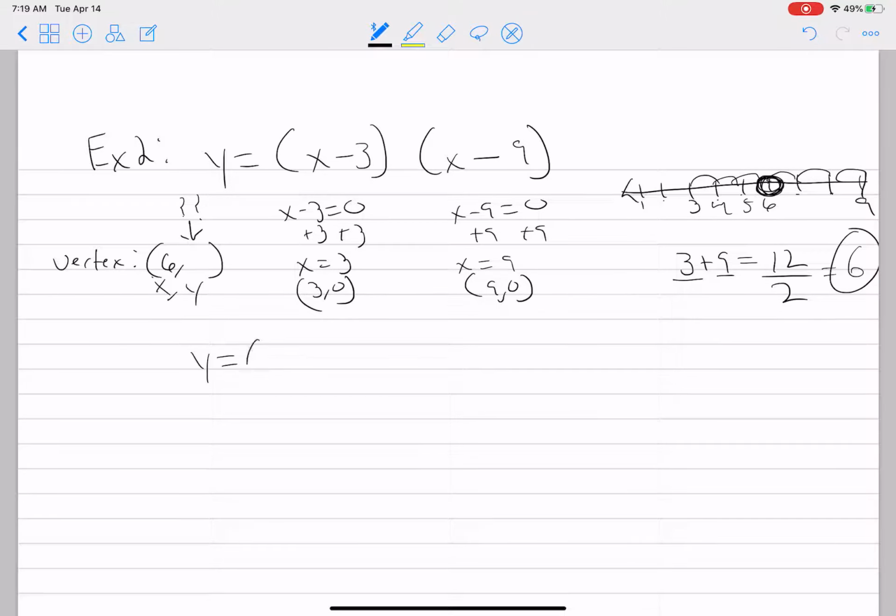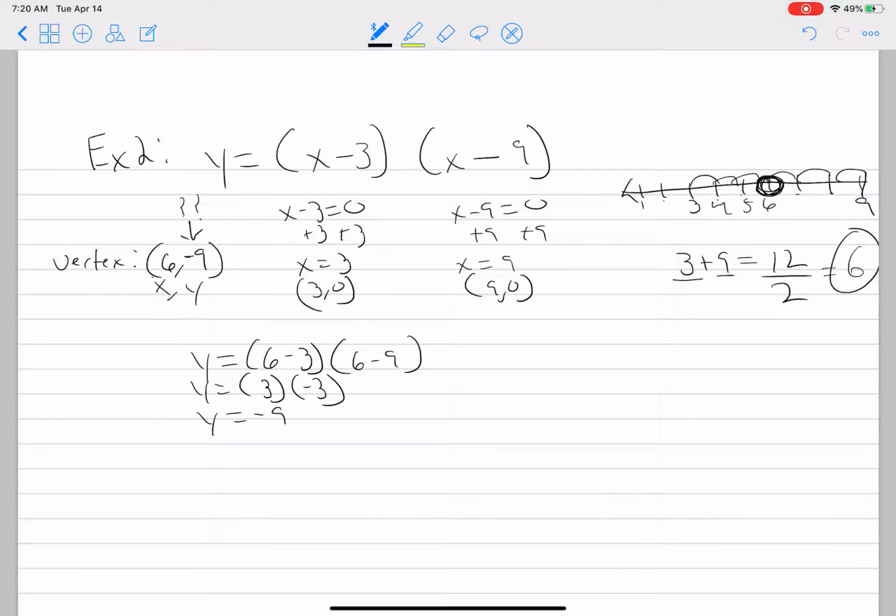So now, since I know the x value of the vertex is 6, I'm going to go ahead and plug that in. Y equals 6 minus 3, 6 minus 9. Y equals 3 times negative 3. Y equals negative 9. Boom. I just found out that the y value is negative 9 in my vertex.